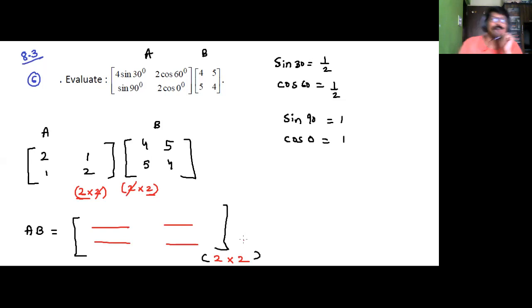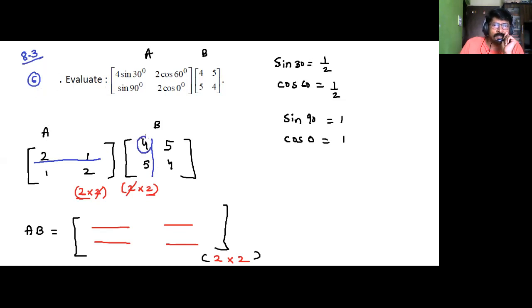Now, remaining half, how to do? See, first of all, what are we going to choose? This is first row and first column, isn't it? Row 1 and column 1. So what are we going to do, students? We're going to choose row 1 of matrix 1 and column 1 of matrix 2.